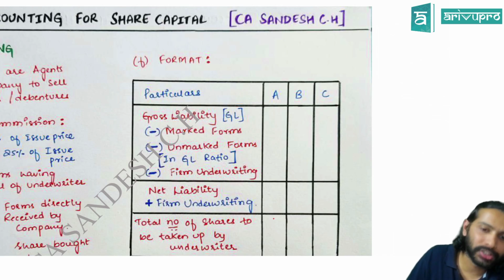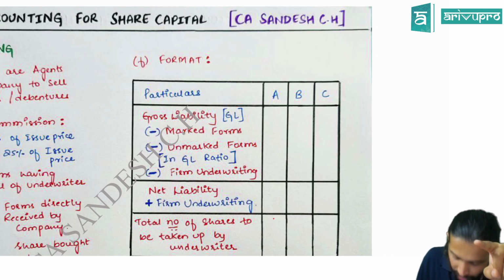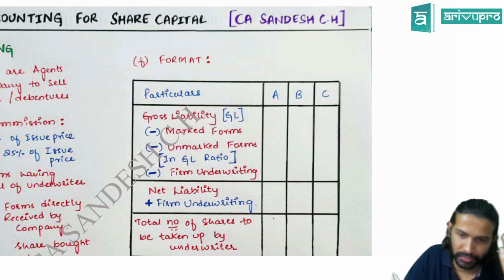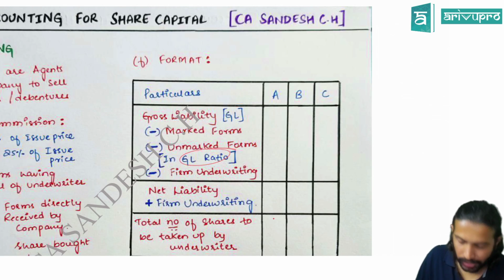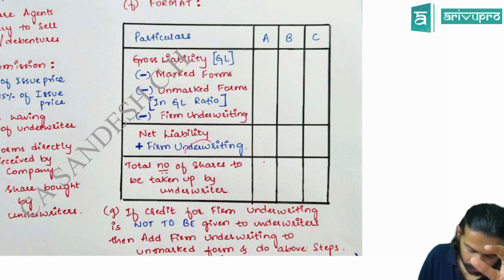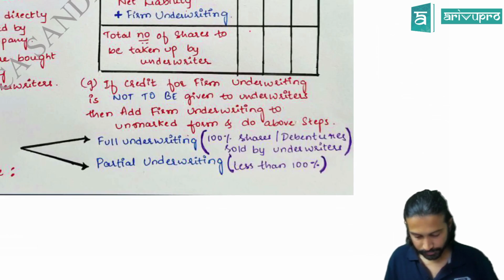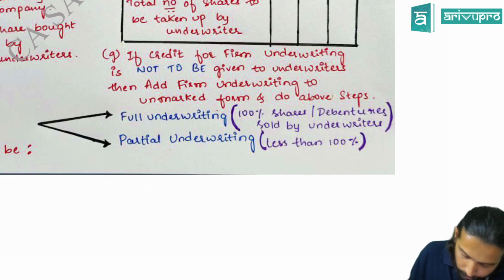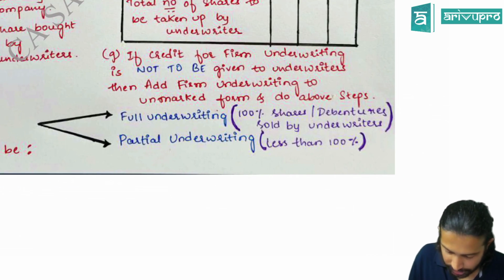If there is no seal, we call such forms unmarked applications. And what do we do for unmarked applications? We have already discussed: distribute them in the GL ratio, meaning the gross liability ratio. And if there is any firm underwriting, deduct this. Finally, you will get net liability. That's how we got the answer. Correct? Now check. The last point is very important. I had also discussed this when we did this.